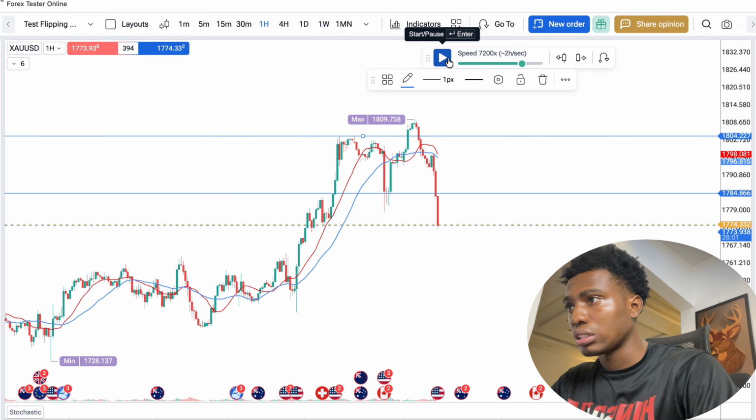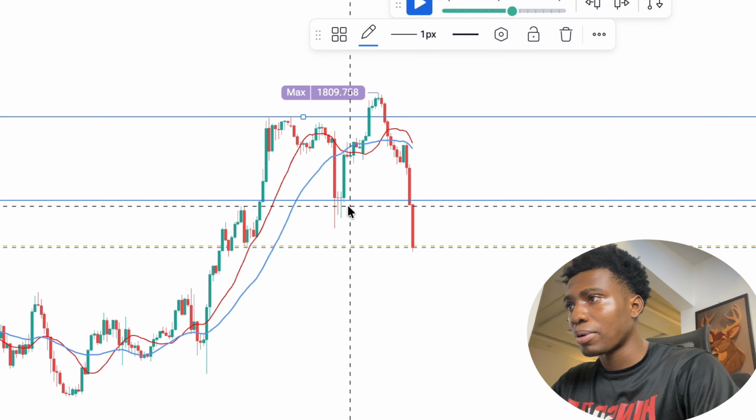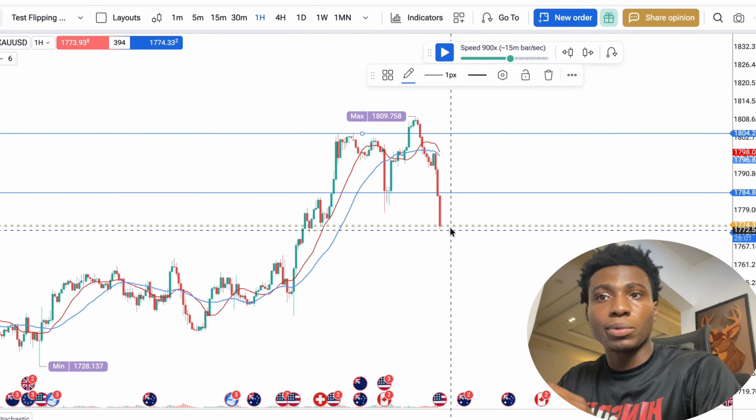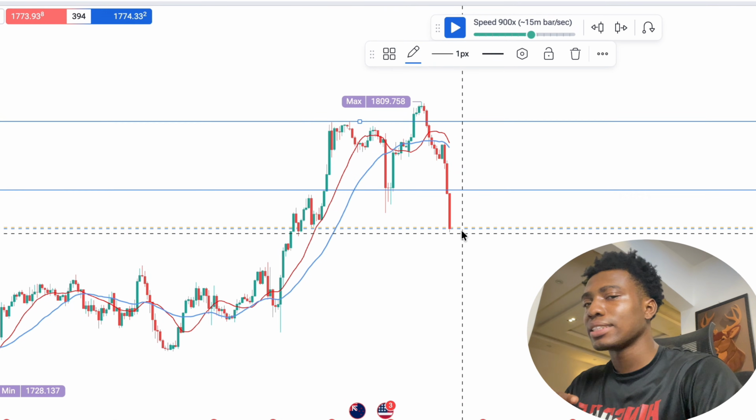Okay, if you look right here, price has already broken this resistance level and we're not seeing that continuous sell, right? Now there's something I don't want to miss, because this is a testing ground, right?